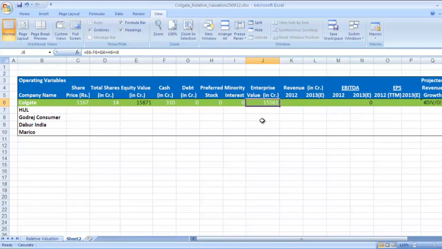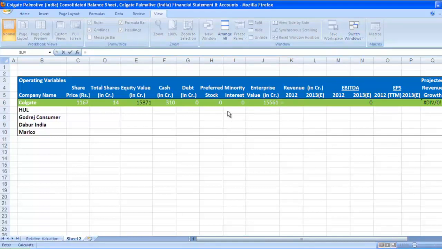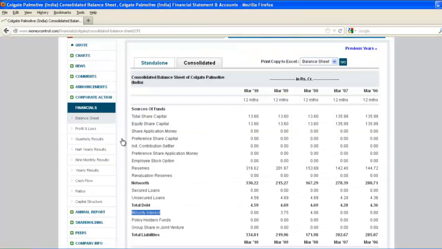Fine. So the next point is revenue. Revenue for 2012 is, go to P&L.